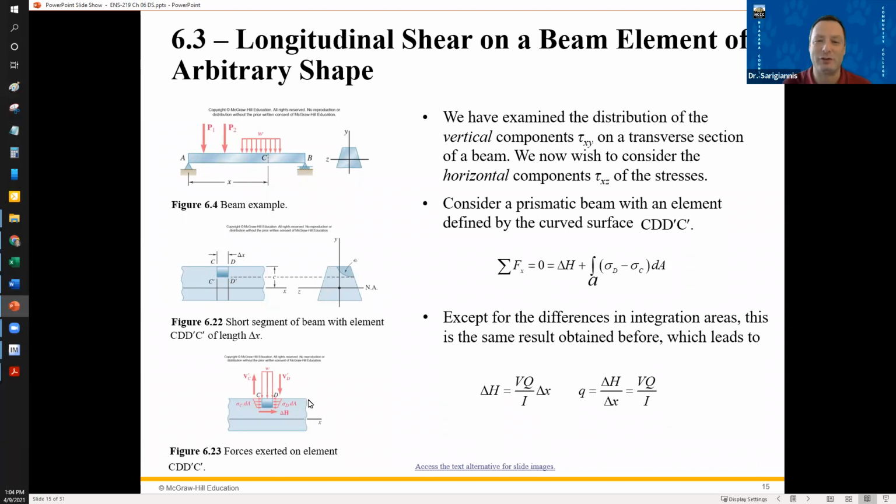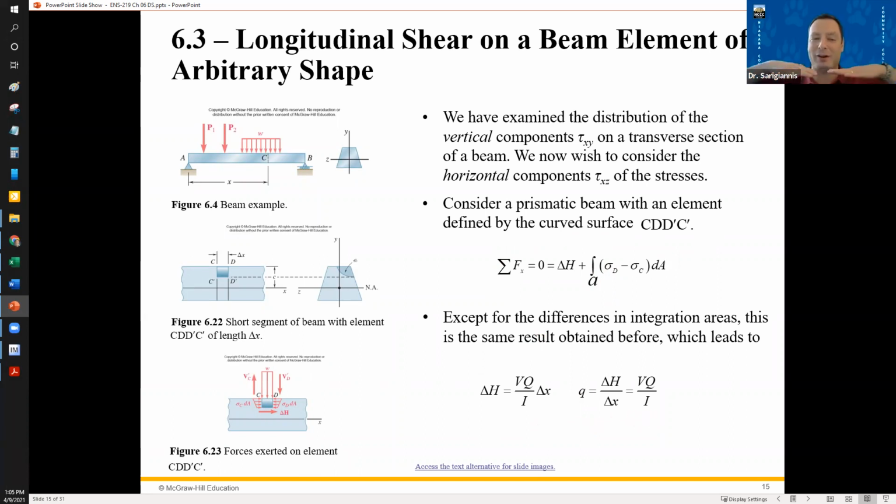We can do the sum of the forces in the X direction equals 0, right? And we've got the normal force on face D and the normal force on face C, based on the locations. We've got this delta H, the force, and q is the force per unit length. We want to figure out what H is, right? We do the same basic formula: H is the difference between these two, sigma D and sigma C. And we find that we get the same equation as before, right?